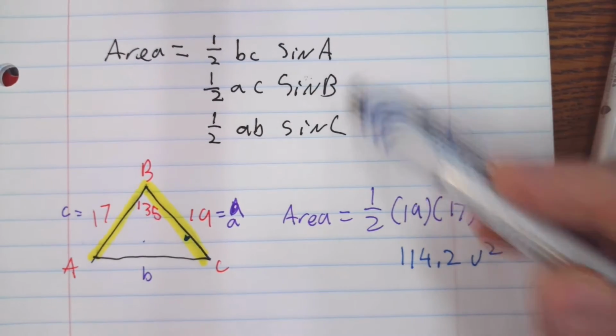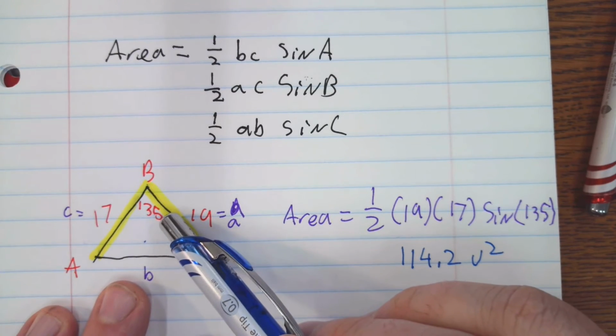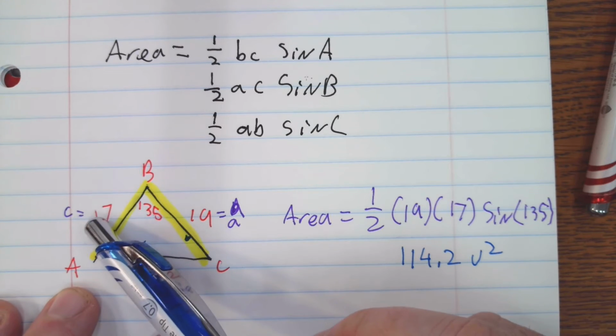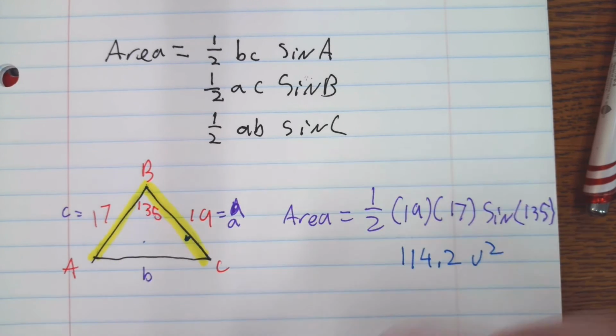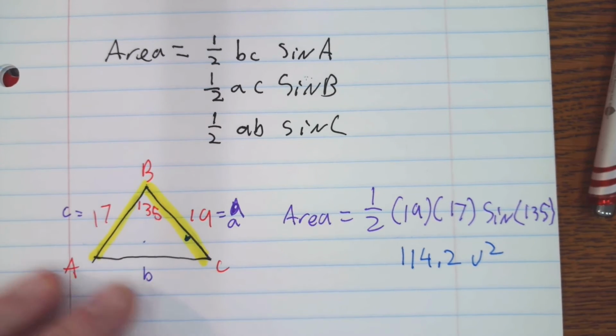How do you know which formula to use? It's based on what angle you get. So if they gave me angle A, they would give me side B and side C. The only way this works is if you have an angle and the two sides of that angle. Okay? Questions? It's just a formula, right? That one's not too bad.